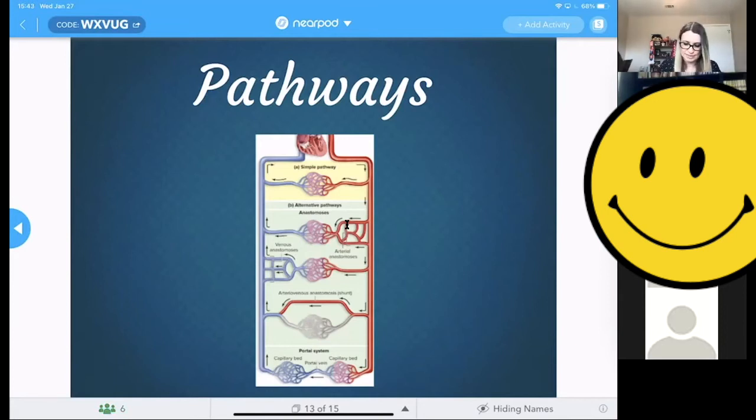And then portal system is where you have two capillary beds and they're connected by a portal vein. We've already seen a portal system in chapter 17. Do you remember what it was? It's kind of a long term. It's like 2 words connected with a dash, portal system. Okay, think it to yourself. I'll tell you in a second.